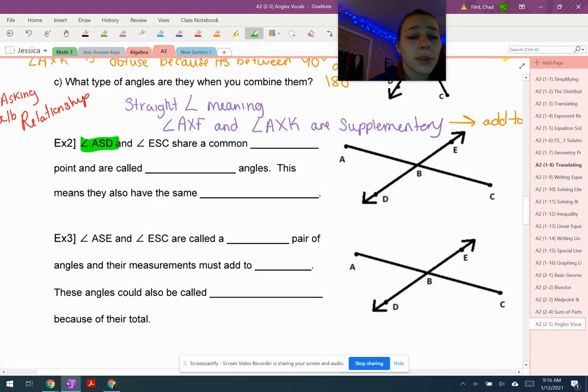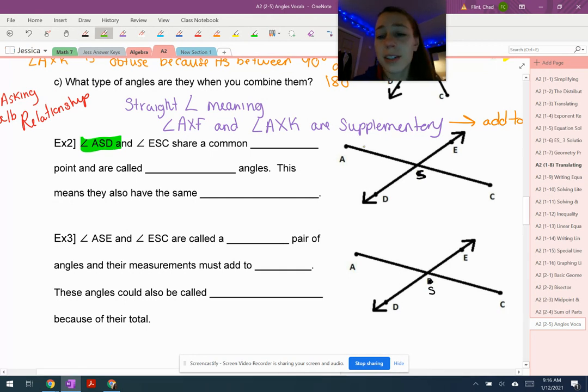So I'm going to go in green. I'm going to highlight angle ASD, except S is not one of the things on there. So that means that this letter is supposed to be an S instead of a B. So let's just fix that really quick. That's an S instead of a B. There we go. So angle ASD and ESC.